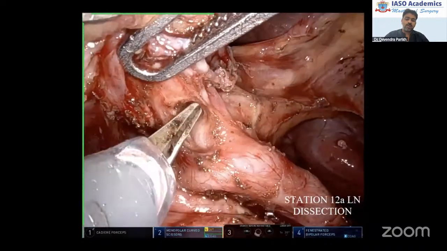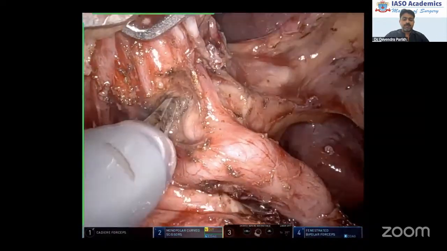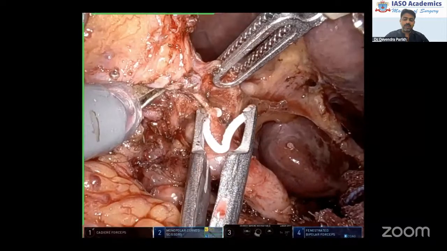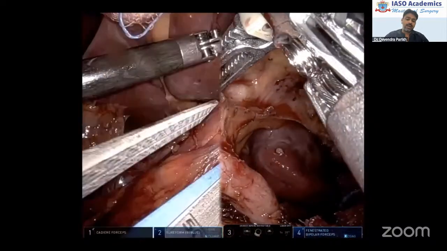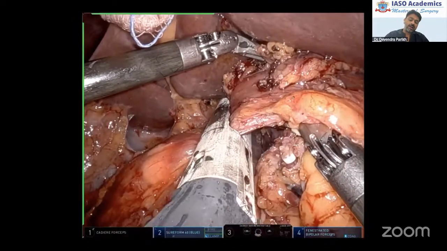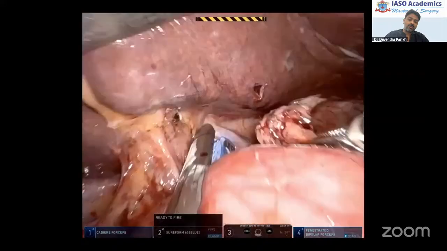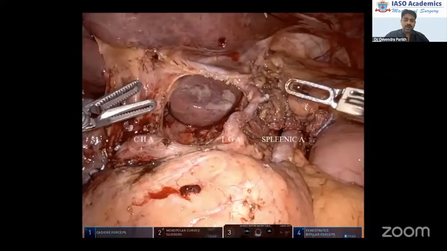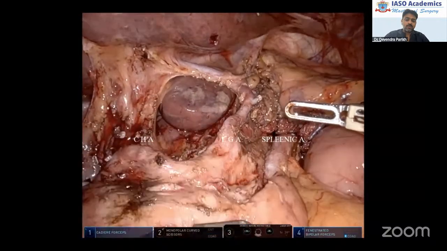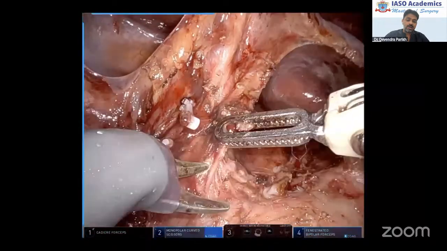My preference is to clip it so that we can have a very clear picture of where our vessels are. These white clips actually work as a landmark during the subsequent steps. So I always try and put some white clips. When the right gastric artery is clipped, we can safely cut the duodenum so that we can approach station 12 in a much better way. This is at the end of dissection. Station 12 is still to be done.